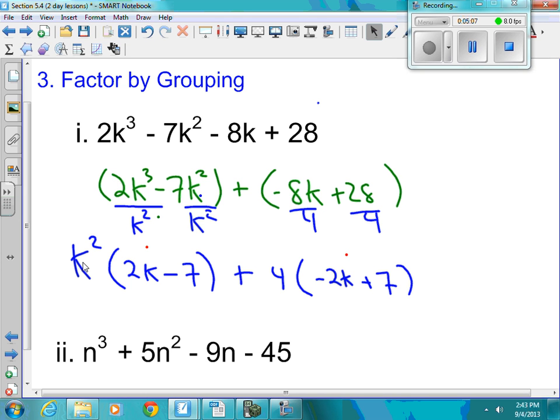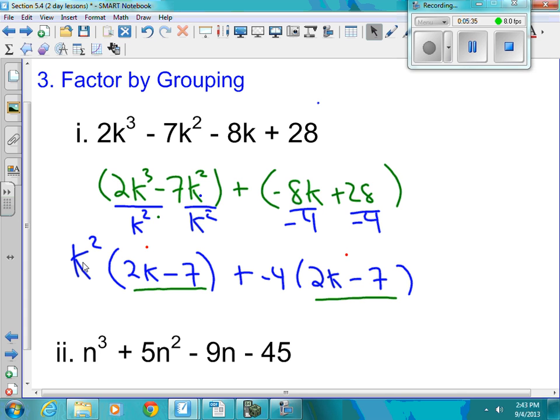So I go back and I look at this. Should I have just factored out 4 or a negative 4? Now we should be saying that it should have been a negative 4 that we divide everything by, which is going to change our signs here. It's going to change this to a positive 2k and this to a negative 7. Now we have the same exact terms inside the parentheses. We have 2k minus 7 and 2k minus 7.